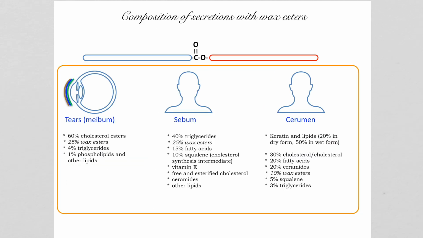If you look at the lipid part of these secretions, such as meibum, sebum, or cerumen, you will see that wax ester is one component of these secretions, but there are many other components, other lipids such as cholesterol esters, triglycerides, fatty acids, squalene. Squalene is a cholesterol synthesis intermediate. And then we have antioxidants such as vitamin E, ceramides. Okay, so we have a lot of different lipids besides wax esters.